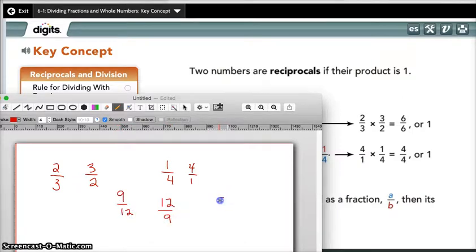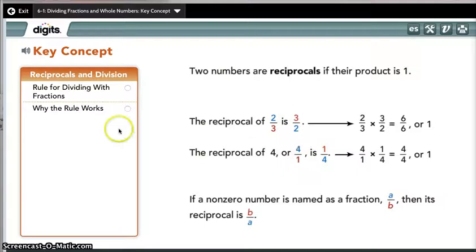So what's the reciprocal of 5/7? 7/5. What's the reciprocal of 1/3? 3/1. So we're just taking the denominator and moving it to the numerator, and taking the numerator and moving it to the denominator, and then that results in the reciprocal. Okay, so you're going to really need to know that. Go ahead and make a poster for that if you need to hang that up somewhere.